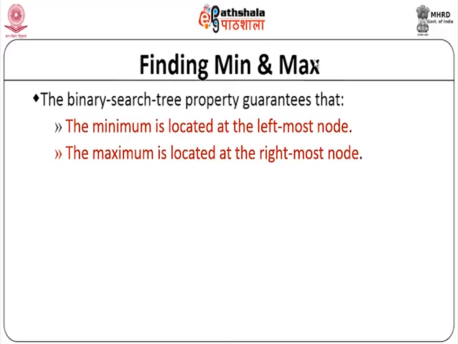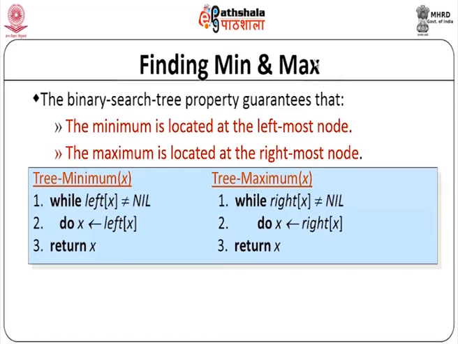Now, let us look at the algorithm. As we already told you, the binary search tree property guarantees that the minimum is always located at the leftmost node. So, you keep traversing from the root left, left, left till there are no left subtrees, then that will be the smallest element. Similarly, the maximum is always located at the rightmost node. So, you keep traversing the tree from the root through right subtrees till there are no more right subtrees for a particular node, then that node is the maximum. So, this is the algorithm for tree minimum and tree maximum.